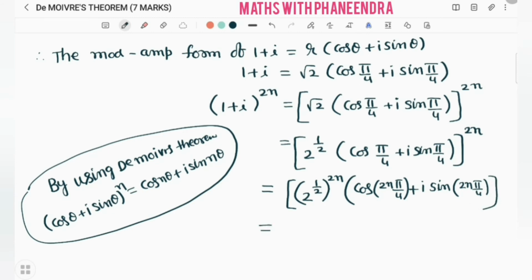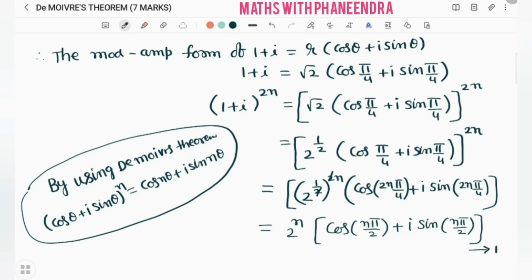So here the 2 gets cancelled. 2 power n. Here 2 ones are 2, 2 twos are 4. So cos n pi by 2 plus i sin n pi by 2. Equation number 1. So this is the value of (1 + i) whole power 2n.